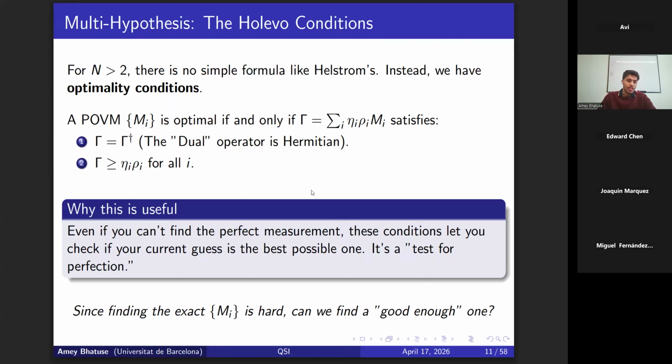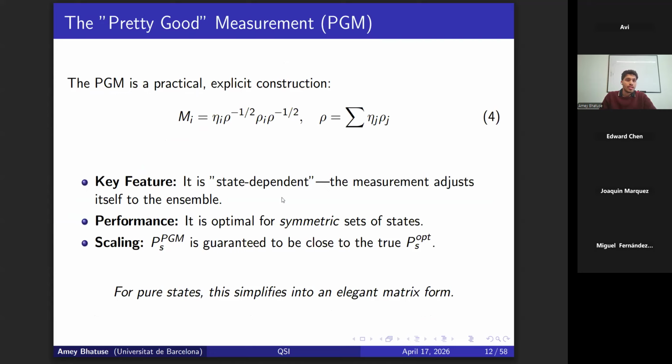Now, since finding the exact measurement set is hard, can we find a good enough one in special cases? Because as we saw, in general cases we don't have a simple formula. Maybe in special cases, we can do something. So here comes the PGM, which is the pretty good measurement. Now, this is a very practical and operational explicit construction, which is done for very specific states. And it's basically like you create a measurement set with this kind of construction.